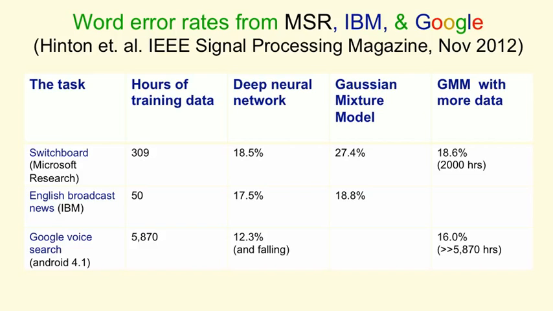So it reduced the error rate from 16% to 12.3%, and the error rate is still falling. And in the latest Android, if you do voice search, it's using one of these deep neural networks in order to do very good speech recognition.